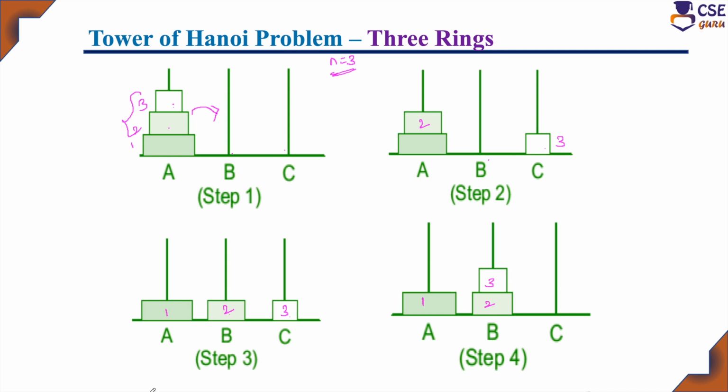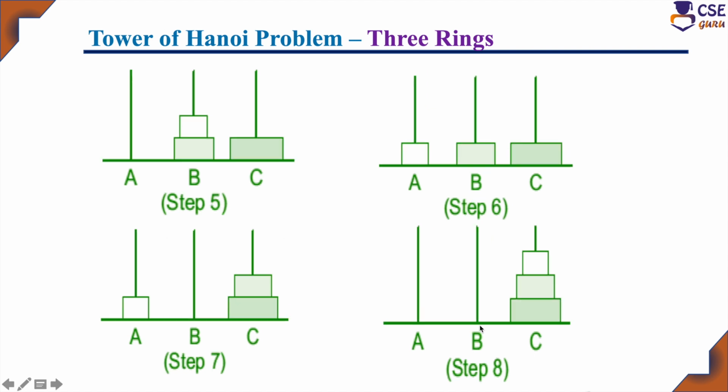Okay. Now we have moved n minus 1 rings from source pole A to spare pole B using C as the intermediate pole. Next step, move the largest one from source to destination pole. Now the largest one will be at the source pole. So move directly from source pole to destination pole. Okay. Now the largest one we have placed to the destination pole. Now n minus 1 rings we have placed in spare pole B. This you have to move to destination pole.